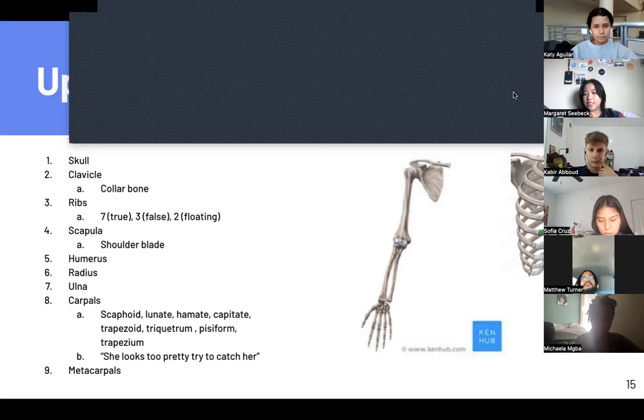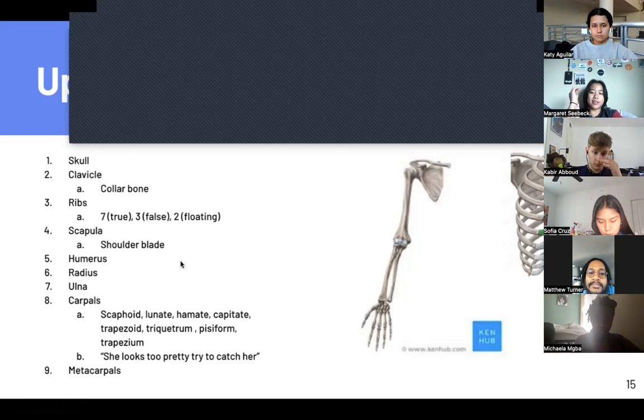As you can see in this picture, the ones in green are your true ribs. The lighter gray ones are your false, and your floating are just the last 2 at the bottom. So try to remember 7 true, 3 false, 2 floating. Simple like that. The scapula is the shoulder blade. As you can see with this arm, it's that oval-like bone right there. The humerus is your upper arm bone right there.